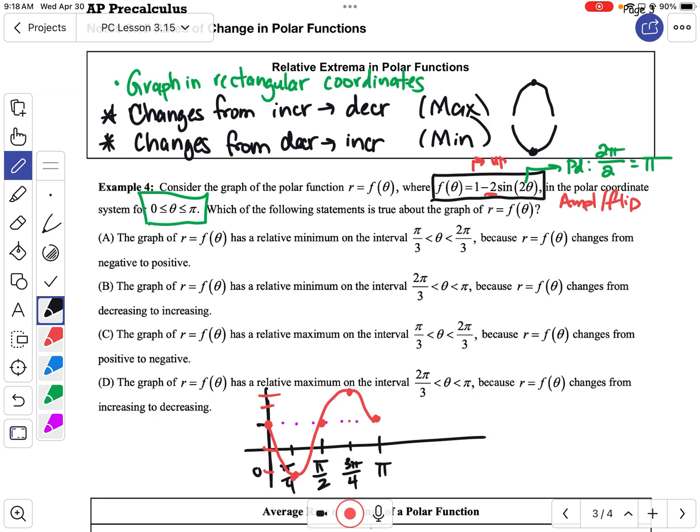So when we're doing this in terms of our extrema, we're talking about the distance. Let me clarify this: distance from the origin. So we've got to think about those descriptors, positive and increasing, positive and decreasing.